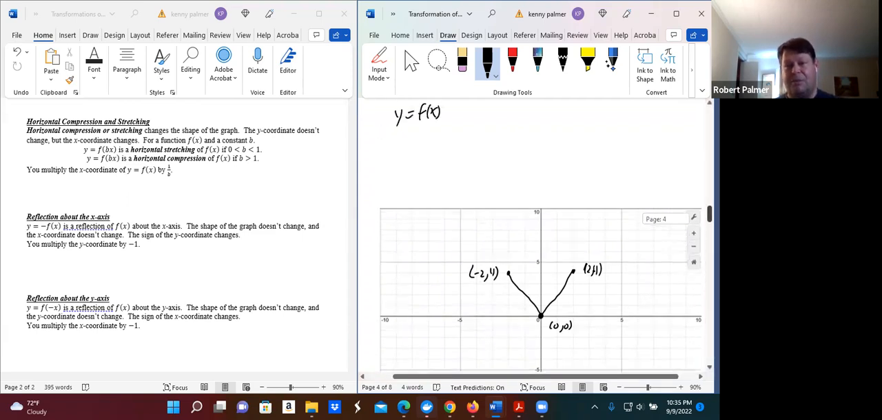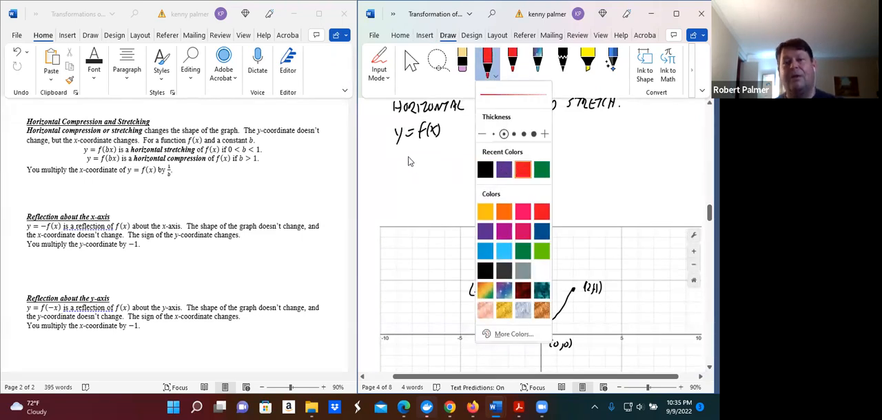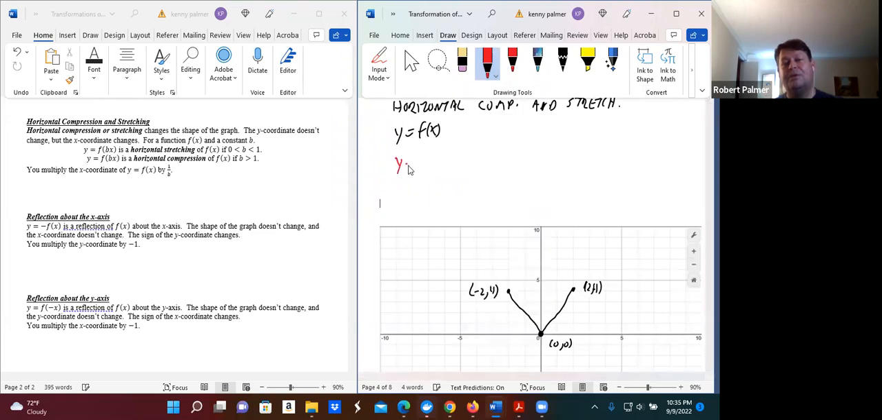So let's see the effect of both of those in the same way. Let me go back to our red color. This time, let's do y equals f of 2x. This number right in front of the x is bigger than 1, so this should be a horizontal compression. What this is going to do is compress f of x horizontally by 2. Let's take a look at each one of our points.